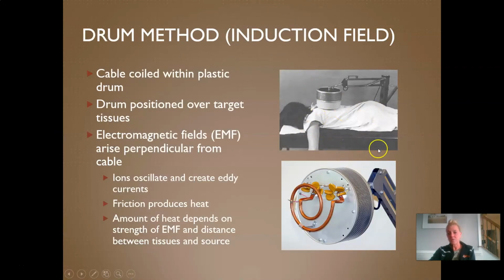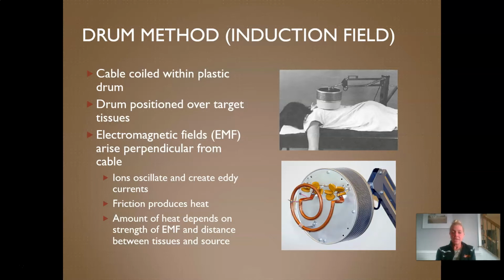So this is an older version, but this is fairly similar to what it looks like today, this inside piece. So it's a cable coiled within a plastic drum. So this is the cable, again, looks a little bit like the electric stove top. The drum is then positioned directly over the target tissues, and the electromagnetic field is going to arise perpendicular from the cable and then travel straight down into the tissues from that.